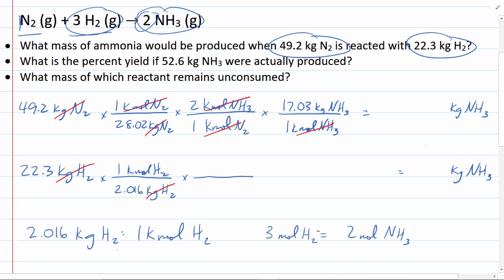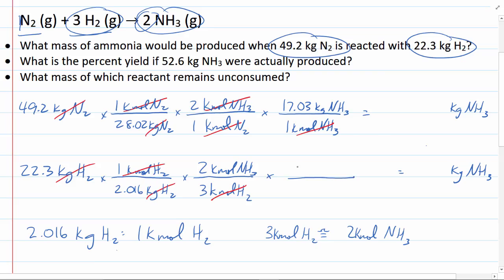And again, these two are equivalent to each other, but this would be the same as saying that there are 3 kilomoles of H2 for every 2 kilomoles of NH3. We put the 3 kilomoles of H2 down below. We put the 2 kilomoles of NH3 up above. And once again, we wind up having units of kilomoles of H2 cancel out. At this point then, we need one more conversion.